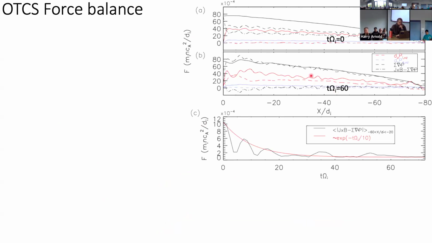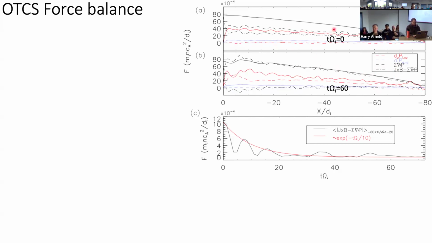So looking at the force balance of this current sheet, here I'm plotting a number of terms in the momentum equation at t equals 0, and then again at t equals 60, which is the end of our simulation. The solid black line here is J cross B. That's the force that we're trying to balance with the pressure. The red lines are for the ions, the blue lines are for the electrons, and the dashed and dash-dotted are sort of these sums. In particular, the dash-dotted black line is J cross B minus the sum of the divergence of the pressures, which, if you're in equilibrium, should be 0.